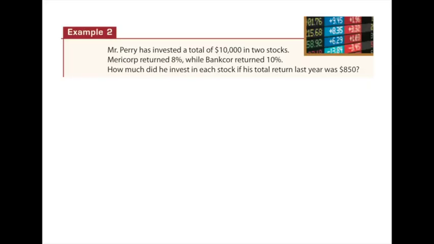Mr. Perry has invested a total of $10,000 in two stocks. AmeriCorps returned 8%, while BankCorp returned 10%. How much did he invest in each stock if his total return was $850?